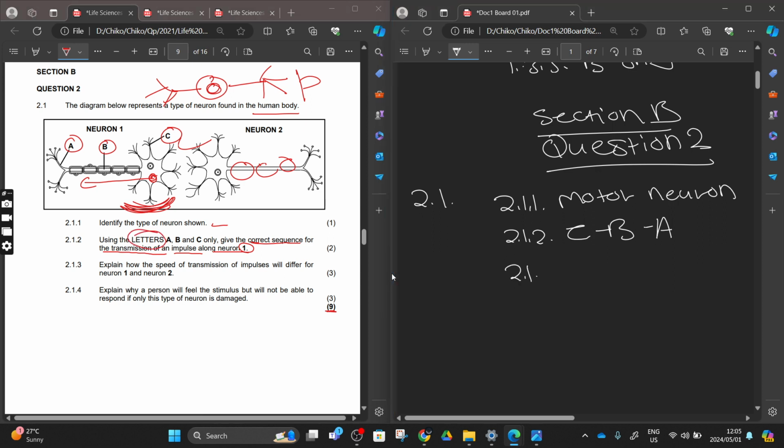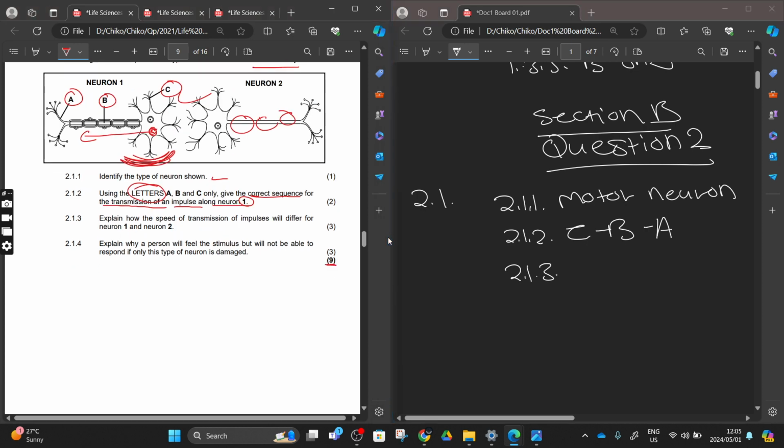Then 2.1.3, if you don't agree with me, comment that you don't agree with me, Mr. Mpepu, here and here and here, this is wrong or this is correct. Or I think the best way is to say, Mr. Mpepu, section B, question 2, 2.1.1, I think the answer is this and this, because you might find that you are the one who's mistaken or I'm the one who's mistaken. So let's use the proper words or the proper interaction, I think.